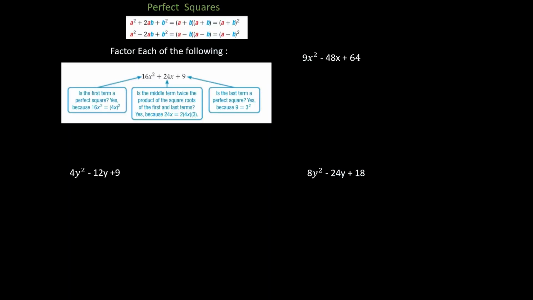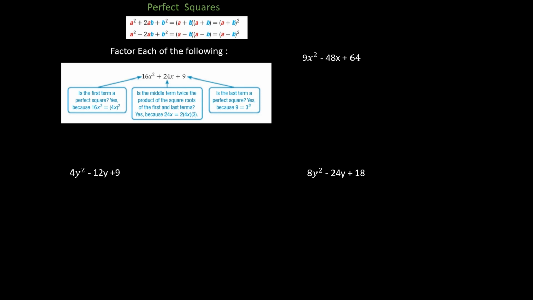Hi, today we are going to talk about perfect squares. To determine whether a polynomial is a perfect square or not, we have to look at the first term, second term, and third term. The first term should be a perfect square, like 16. It's a perfect square because it's 4 to the power of 2.